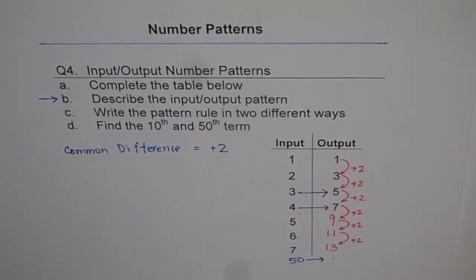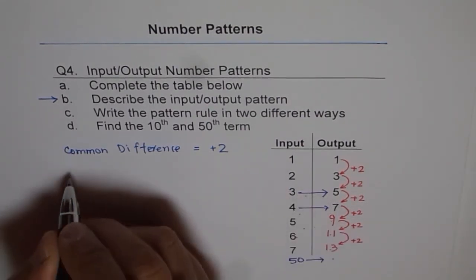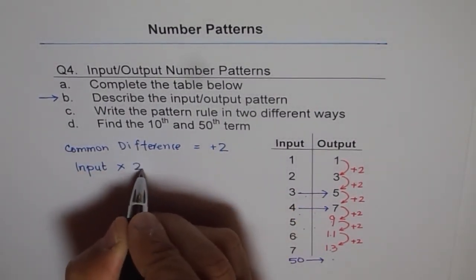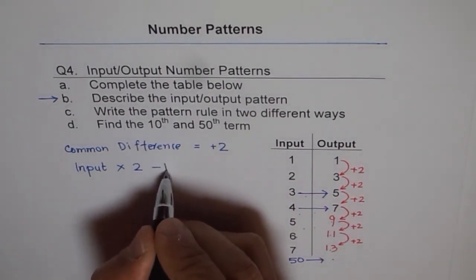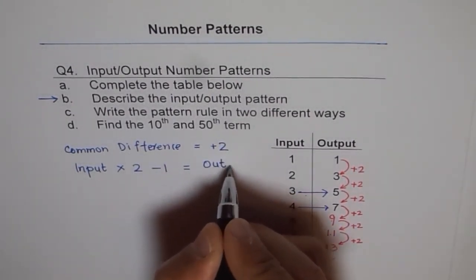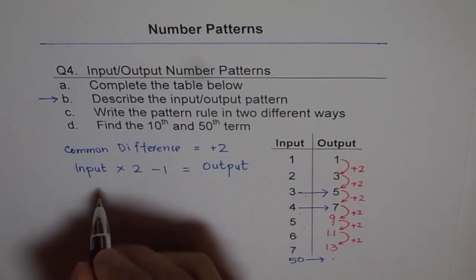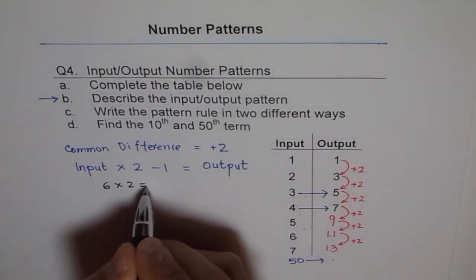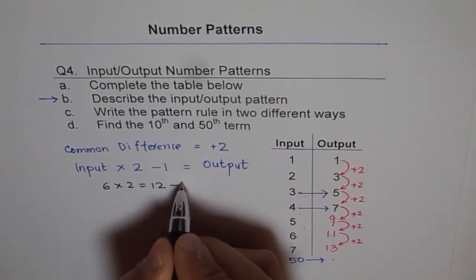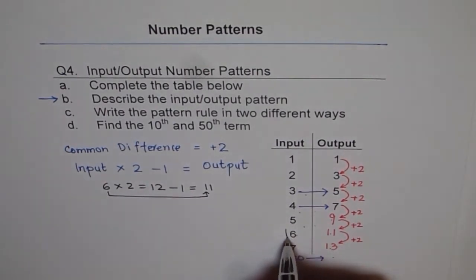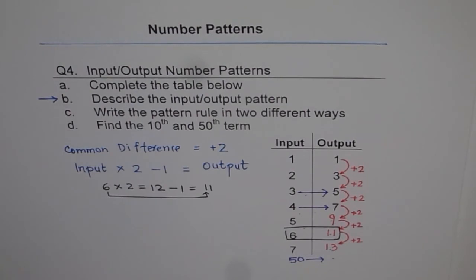So we have a rule, correct? So we will use this rule. And the rule is input times common difference, which is 2, and in this case, minus 1, is equal to output. So that is how we get our rule. Does it work? Let's check it. Let's check with 6. So 6 times 2 is 12. And 12 minus 1 is 11. So for 6, do we have 11? Yes, we do. Do you see that?